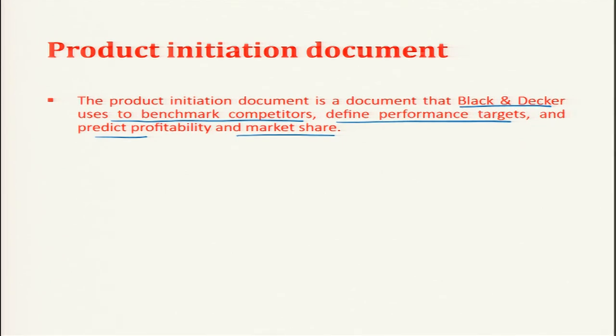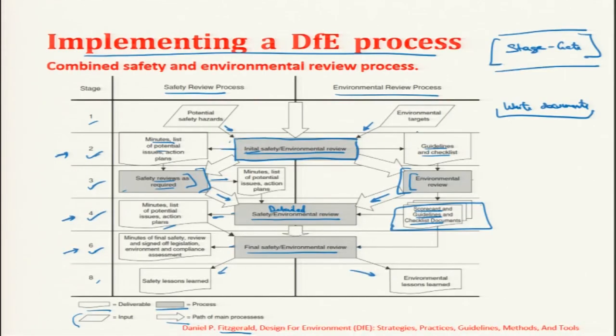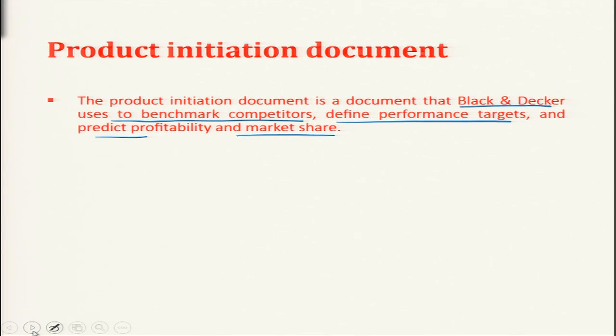The product initiation document will also address environmental regulations and trends and opportunities to create environmental advantage, as I said here. So, targets for environmental improvement will be included. So, this gives the targets for environmental improvement. Right. So, this is the output of this document.